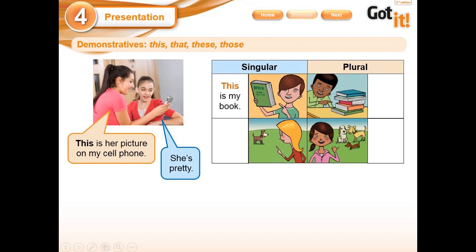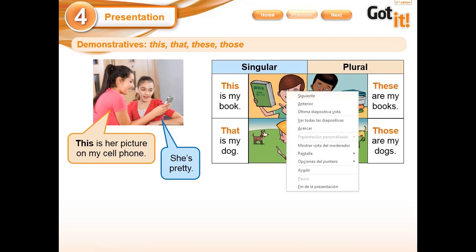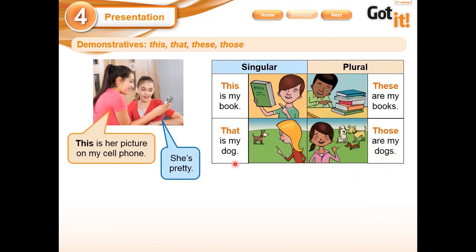In singular and in plural, we have to use all of them. But in singular, we have two important demonstrative adjectives that we must pay attention to. For example, this and that in singular. But in plural, these and those.